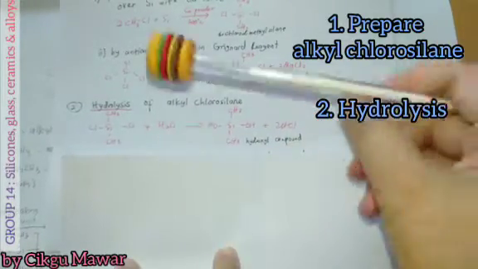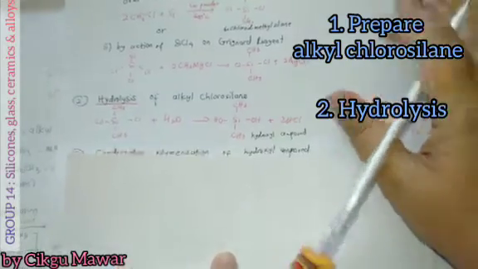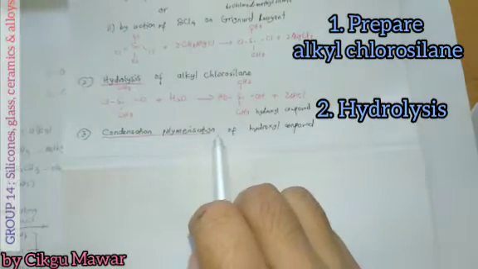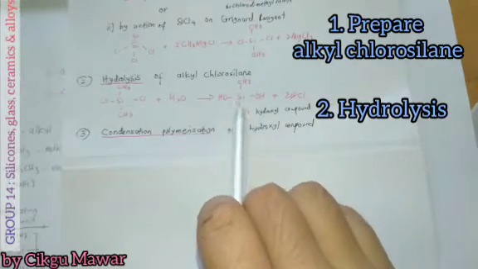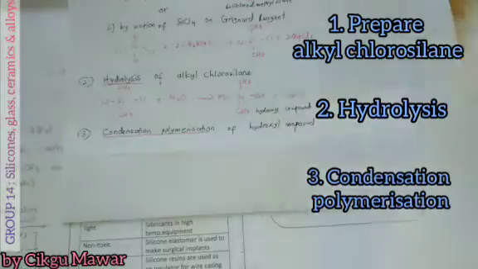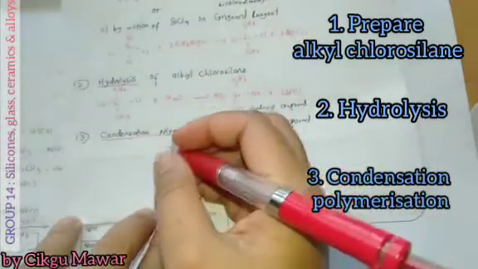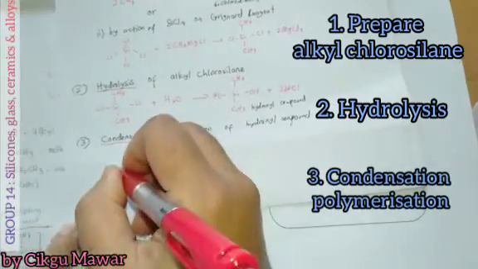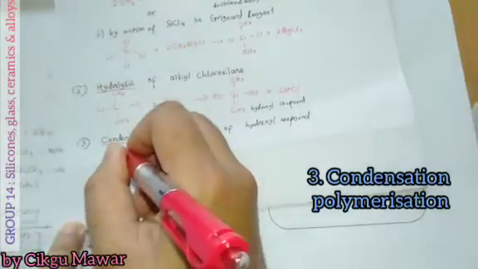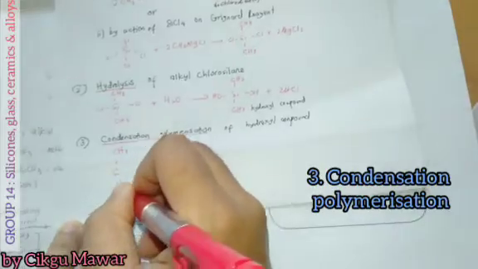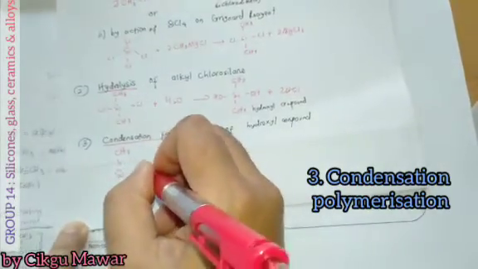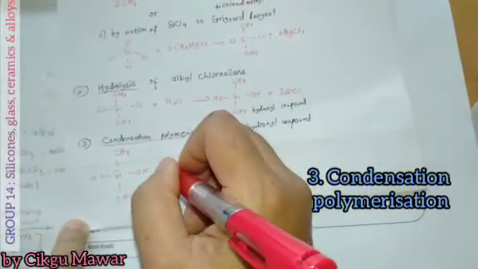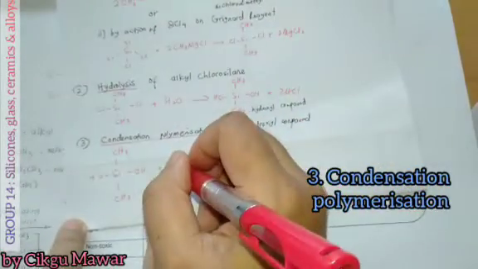Alright, so first and second step. Now third step, we do the condensation polymerization of hydroxyl compound. So this is the reaction. Now we have silicon, we have hydroxyl compound here, and then we react with another hydroxyl compound.